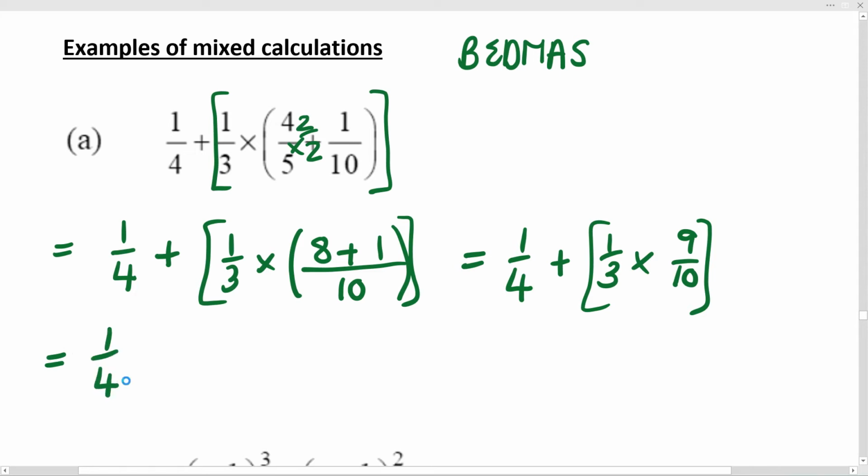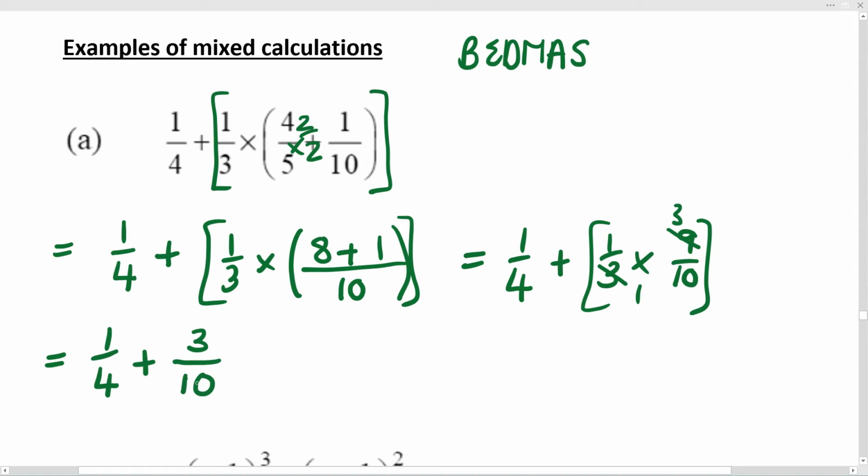Alright, more copying and pasting for now. Let's do the 1/3 times 9/10. I can go 9/30, but what I'm going to do instead is I'm going to say 3 goes into itself once and into 9 3 times. And then I'm going to multiply what I've got left over. 1 times 3 is 3. 1 times 10 is 10.